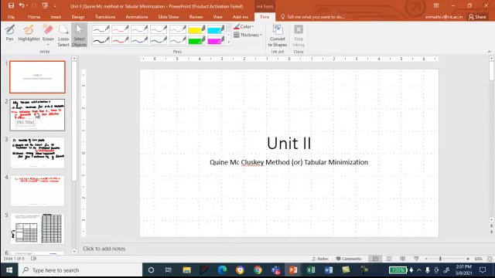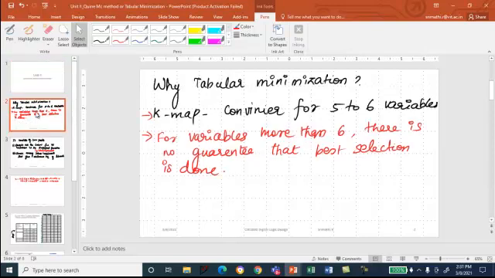Now, why are we going for tabular minimization? Why not K-map? Till now we have seen the implementation of logic circuits by using K-map: how to minimize the given Boolean function, and then how to implement it with the help of a simple or minimal number of gates. That is what we have discussed so far.